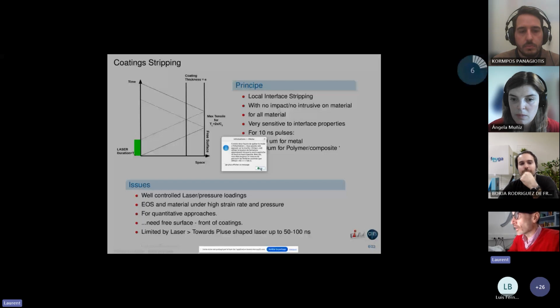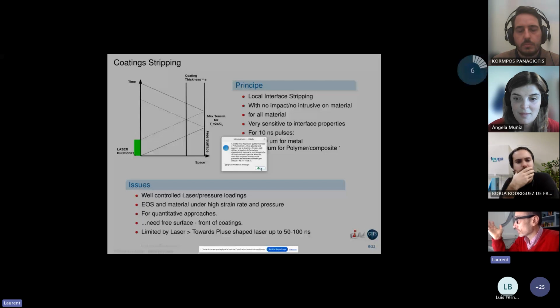So we have very local stripping. We have no impact, it is not intrusive on material properties. It works for all materials and is very sensitive to interface properties. To give an idea of parameters, for example, for 10 nanosecond pulse durations, we can remove 60 micrometers for metals, and in the range of 30 micrometers for polymers and composites.